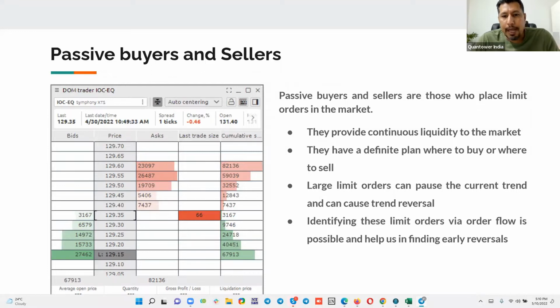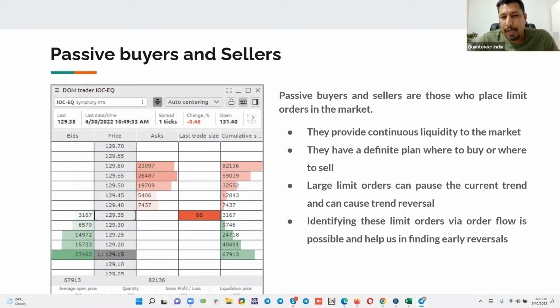They have a definite plan of where to buy or where to sell. Not necessarily that they want to buy or sell at that particular price, but they do not want to get slippages when they are trading. They want to execute at a particular price level. So that could be one of the reasons. But many times, big institutions do not place market orders. They place limit orders and try to execute the limit orders in smaller parts.